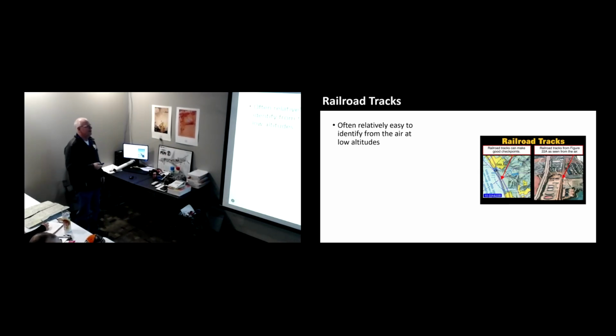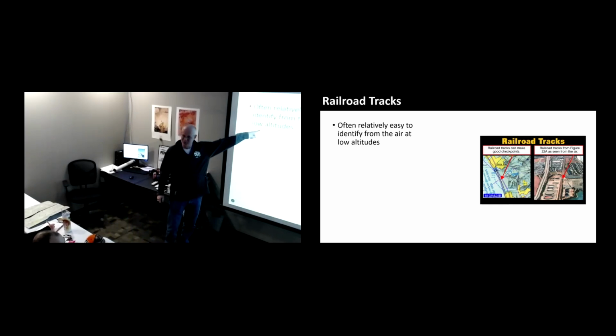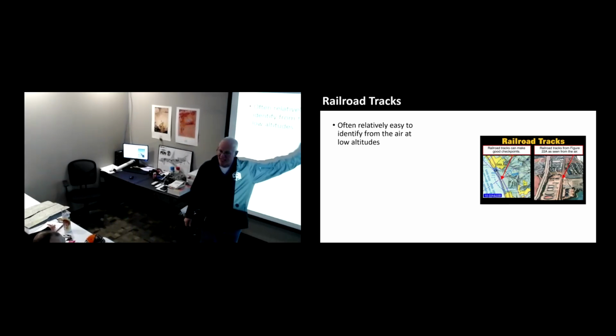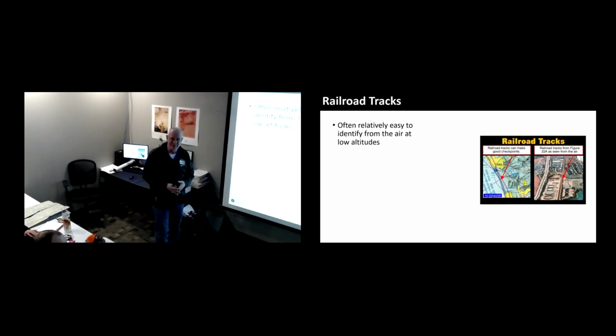Okay. Railroad tracks, there we go. It's only a one-liner. Relatively easy to identify at low altitudes, right? If you're not at a low altitude and the tracks are not cut through a tree line, right? You can't, it's gonna be harder to identify just a set of tracks in the ground.